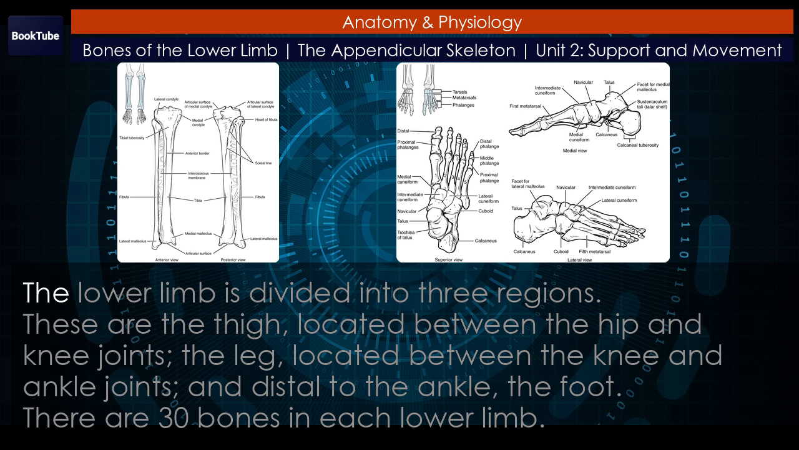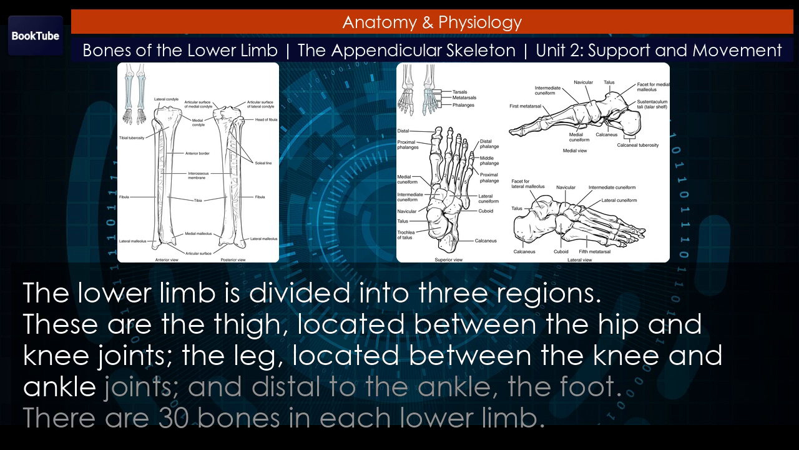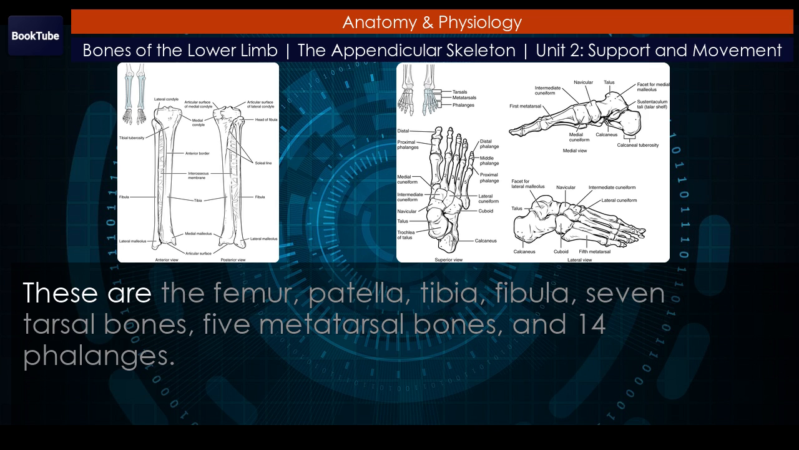Chapter review. The lower limb is divided into three regions. These are the thigh, located between the hip and knee joints, the leg, located between the knee and ankle joints, and distal to the ankle, the foot. There are 30 bones in each lower limb. These are the femur, patella, tibia, fibula, 7 tarsal bones, 5 metatarsal bones, and 14 phalanges.